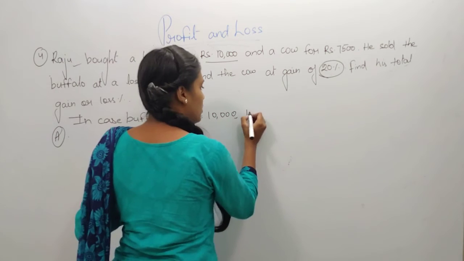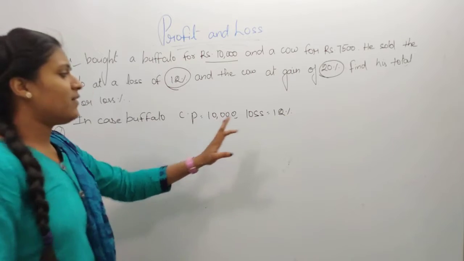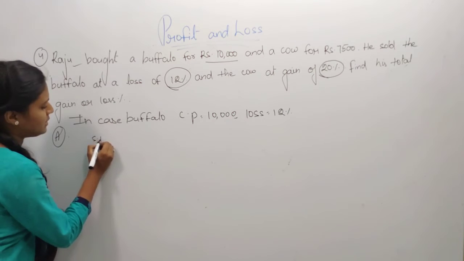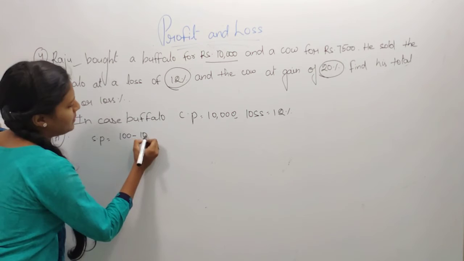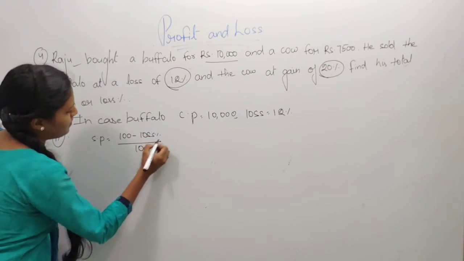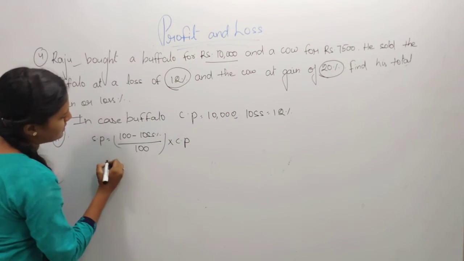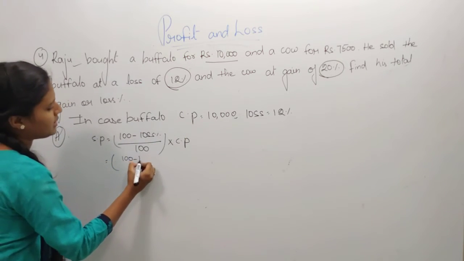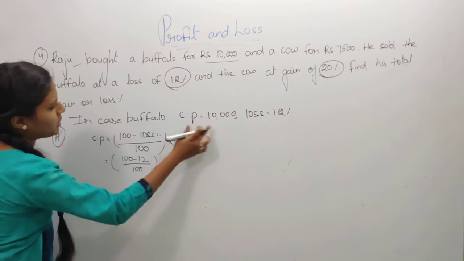Loss is equal to, what is given in the question? Loss is equal to 12%. Then the cost price is given, the loss is given, so you can easily find the SP. SP is equal to (100 minus loss percent) by 100 into CP, the cost price. Now substitute: 100 minus loss percent, how much is given? 12 by 100, into the cost price, how much is it given?